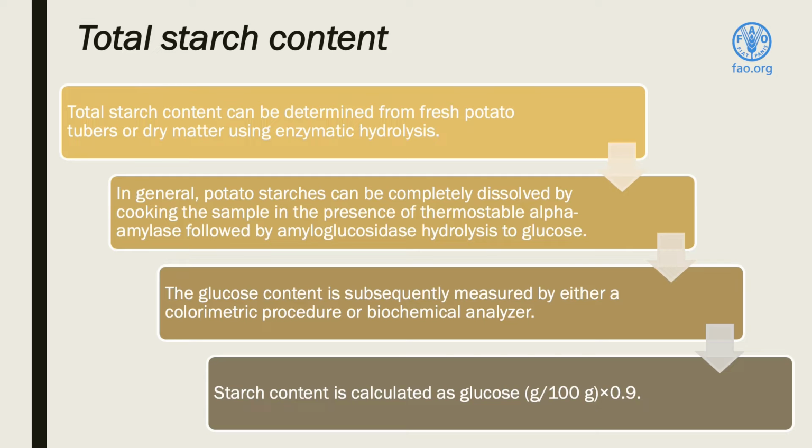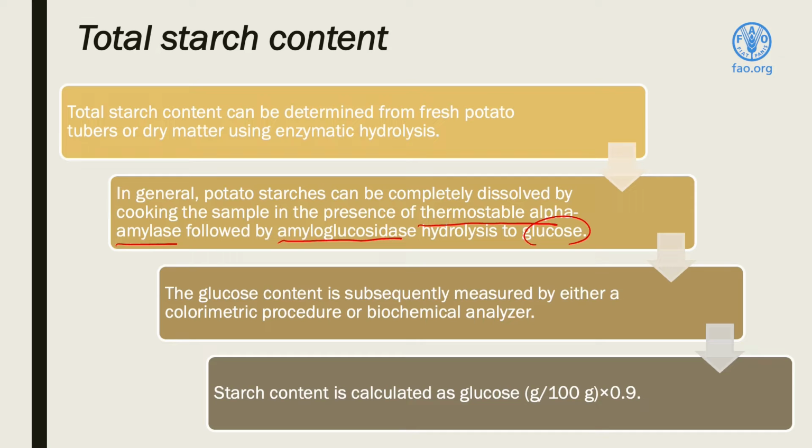Next is the total starch content. Total starch content can be determined from fresh potato tuber or dry matter using enzymatic hydrolysis. Generally, potato starch can be completely dissolved by cooking the sample in the presence of thermostable alpha amylase followed by amyloglucosidase to hydrolyze starch to glucose.